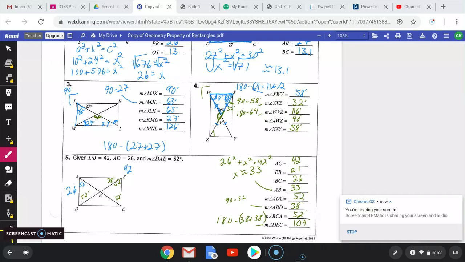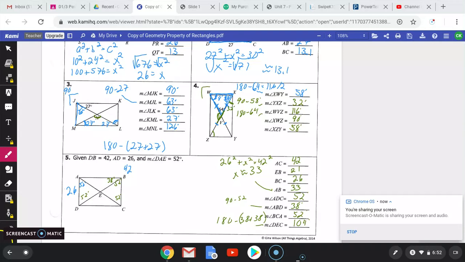So, with number 5, AC is 42 because diagonals are congruent. AB is 21 because diagonals bisect each other. BC is 26 because opposite sides are congruent. And AB is 33 because we have a right triangle with the hypotenuse 42 and one of the legs 26. So the problem's set up there.